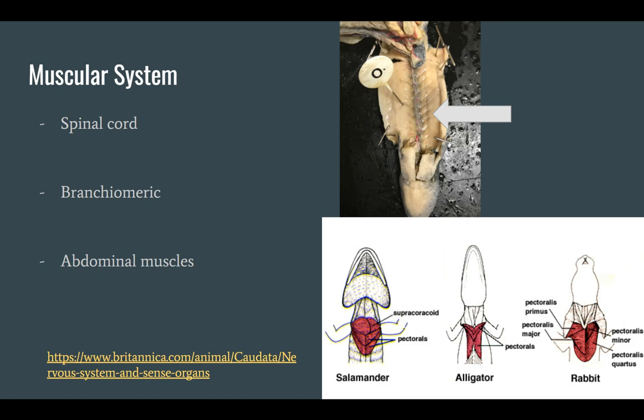So then the spinal cord is also part of the muscular system because it's sending messages to tell the muscles what to do. So it's in both the muscular and the nervous system. And then the brachiometric is at the back, and it supports the gills. And then there's abdominal muscles on the belly, which helps the mud puppy to swim. And that's kind of shown in that other picture. The mud puppy's belly muscles are kind of hard to find, so I just got the closest, which is a salamander, and it tells you some of the abdominal muscles there.